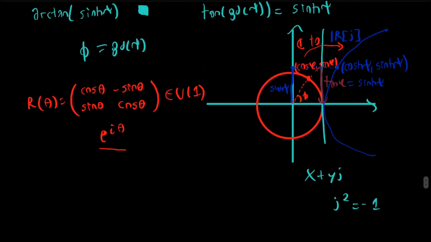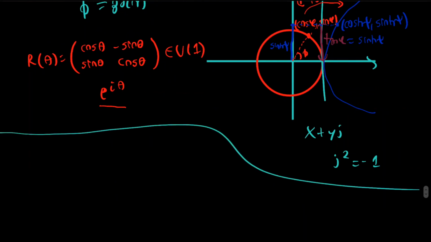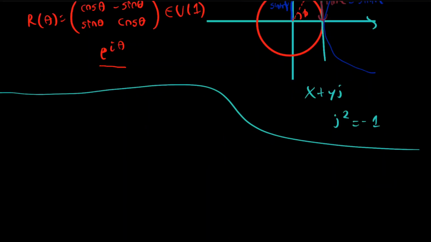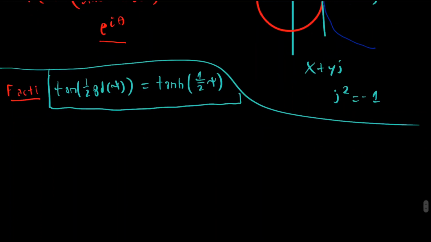So this is not the only interesting identity relating hyperbolic angles and circular angles that we will explore, but there are many other identities that are rather interesting. In particular, let's prove the following. What we will claim is that the tangent of 1/2 the Gudermannian of psi is equal to the hyperbolic tangent of 1/2 psi. So this is another interesting identity, and let us actually prove it.